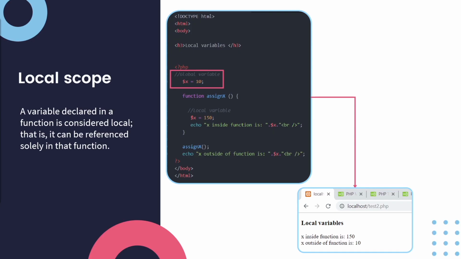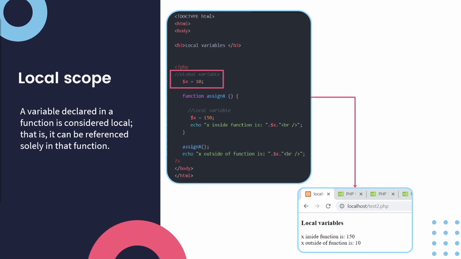Now with the second part, after calling the function assign x, you'll notice I have another echo statement that says x outside of function is x again, but the value here is different. The value here is actually 10. The point that I'm trying to make here is that a local scope variable can only be accessed and modified within the function that it is being created.